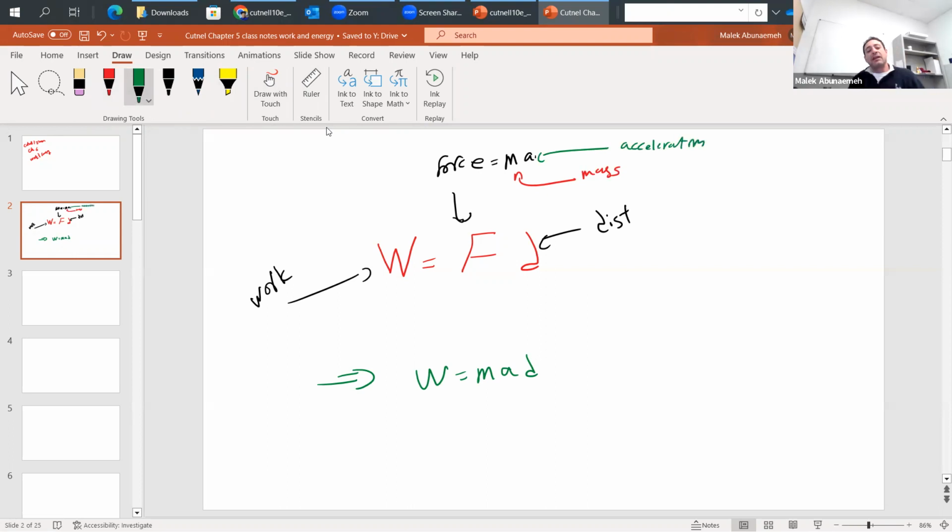That's why it's important to take a vacation if you're doing too much work. If you have a job and you're doing work, it's too much to take vacation because too much work makes you mad. Mass times acceleration times your distance.